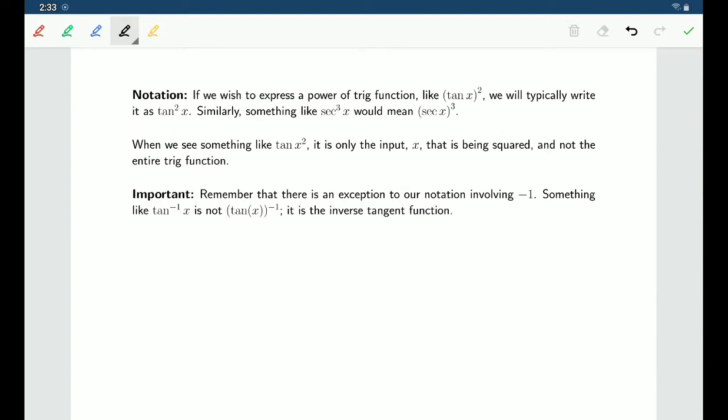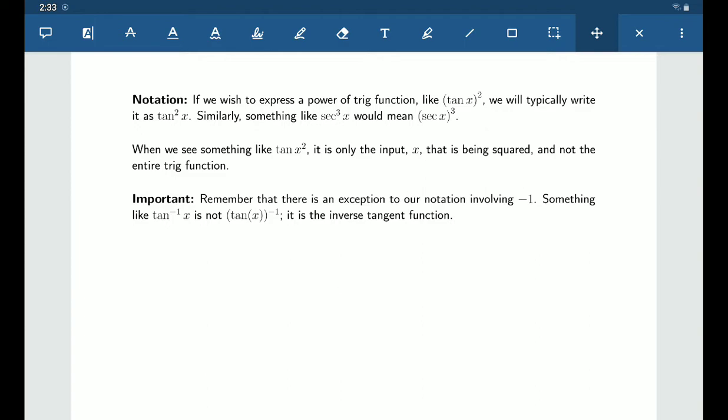The one exception, of course, to that rule is -1. Tangent with the little -1, we know that that is not a power. This is not the reciprocal of tangent. This is the inverse function for tangent. So for any other number that we put next to our tangent function or sine function or cosine function, those would represent powers. Just the -1 is the only exception.